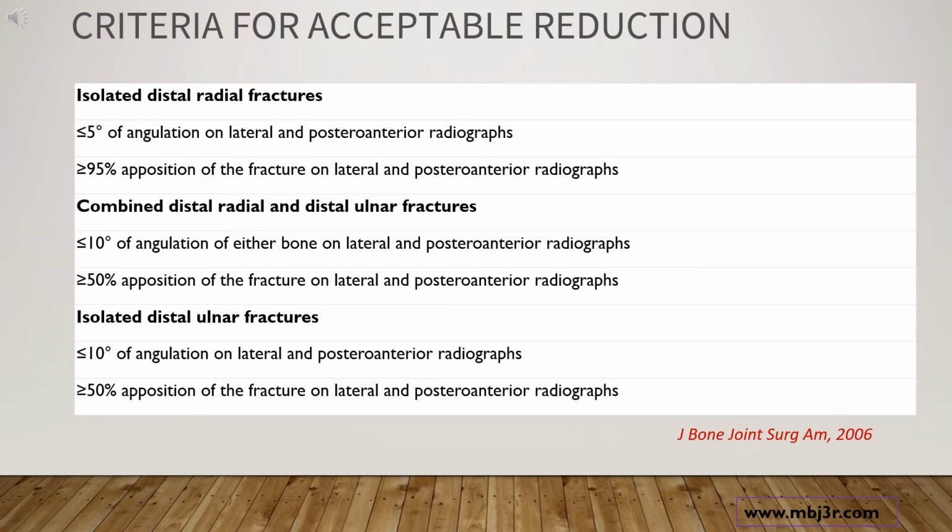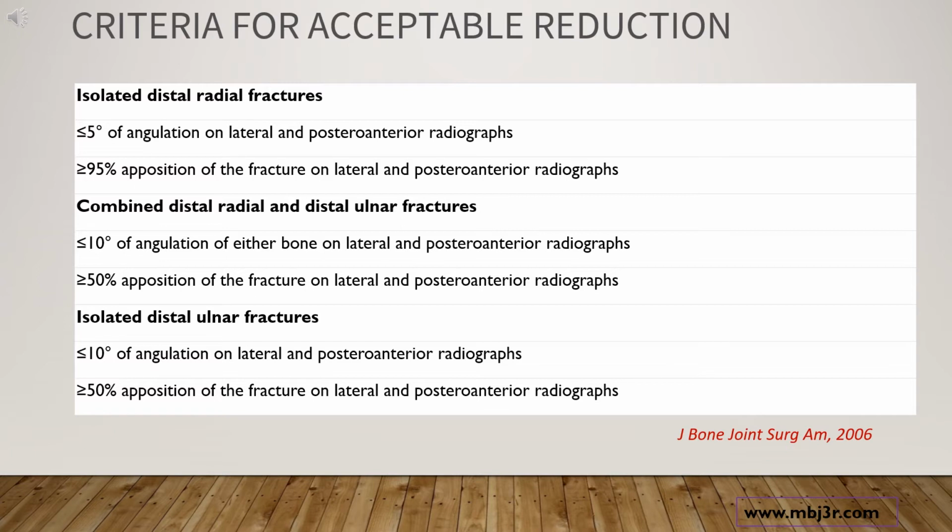Criteria for acceptable reduction. This was published in the Journal of Bone and Joint Surgery in 2006. Isolated distal radius fractures are accepted if there is an angulation of less than 5 degrees on lateral and anteroposterior radiographs and more than 90% apposition of the fracture on the lateral and anteroposterior radiographs.